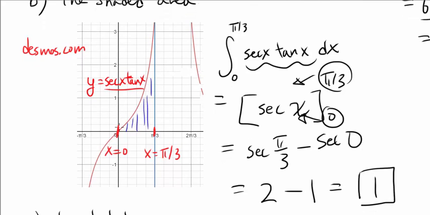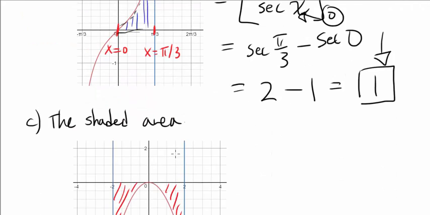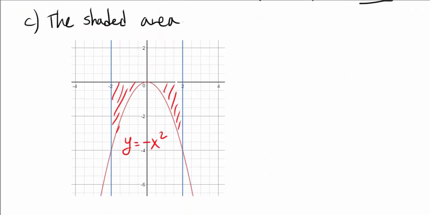This area, which is bounded by this trigonometric curve, which doesn't seem to be very rectangular and nice, still turns out to be a very simple number, 1, which I personally think is interesting. Now let's look at part C. We want to find the shaded area down below.